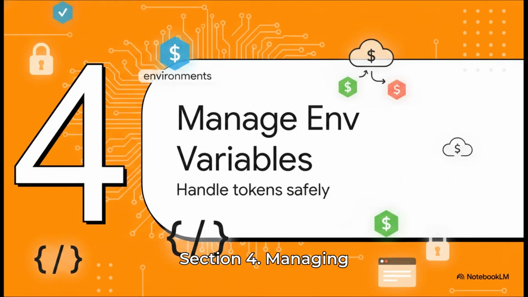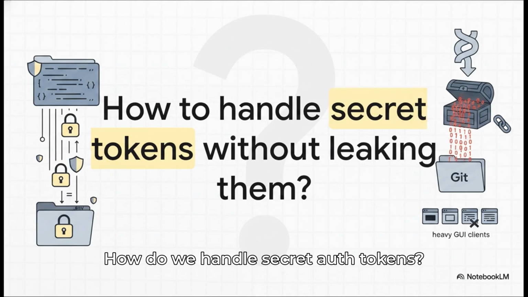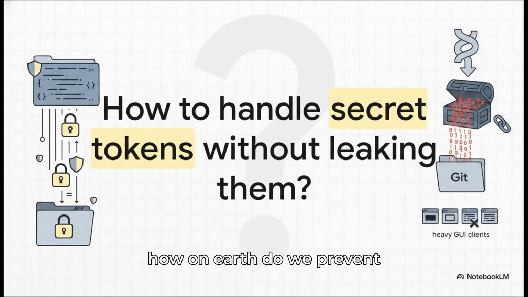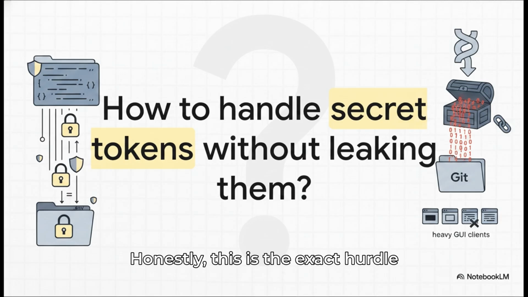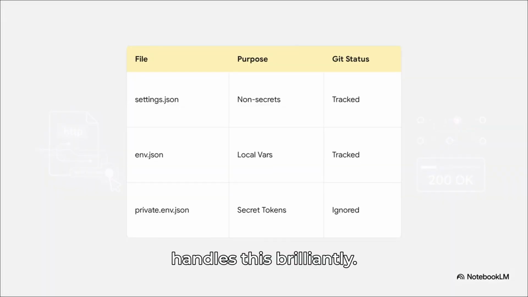Section 4, managing environment variables. So, this brings us to a massive question, really the elephant in the room. How do we handle secret auth tokens? If everything is in a text file that gets pushed to source control, how on earth do we prevent accidentally leaking our private API keys into Git? Honestly, this is the exact hurdle that trips up most teams when they try to move away from heavy GUI clients. Well, the extension handles this brilliantly.